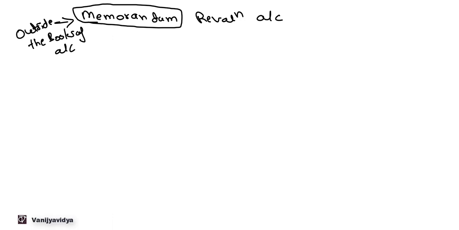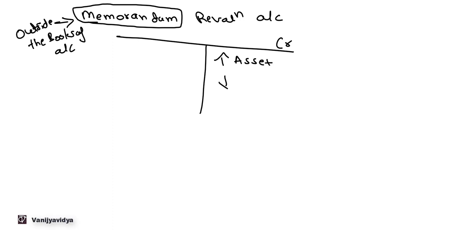The entries in the memorandum revaluation account will be similar to your normal revaluation account. That is, on the credit side of the memorandum revaluation account, if there is an increase in the asset or decrease in the liability, it will be recorded on the credit side. If there is a decrease in the asset or increase in the liability, that will be recorded on the debit side of the memorandum revaluation account.